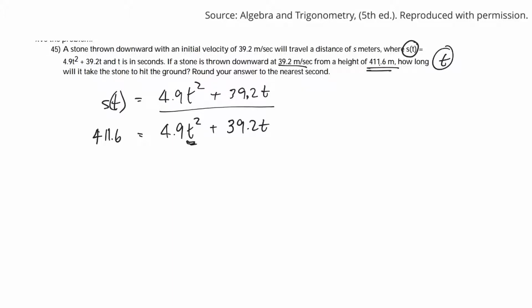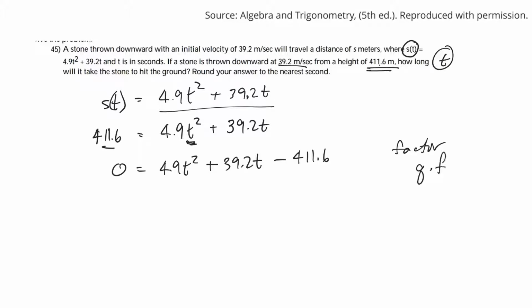Since it's a quadratic, I'll bring this over to the right side. So 0 equals 4.9 t squared plus 39.2 t minus 411.6. Now it's a quadratic, so I could try and factor it. So factoring is a good idea. You can also try using the quadratic formula. I think this one, I've seen it before. I think what you could do is divide everything by 4.9. Divide 4.9, divide 4.9, and just pray that these come out even.